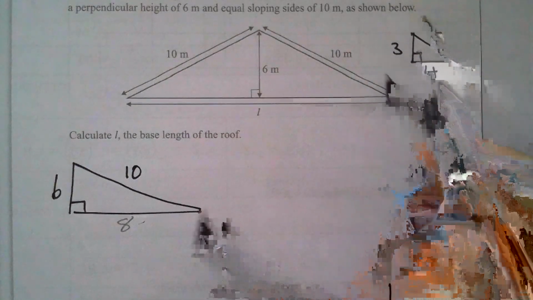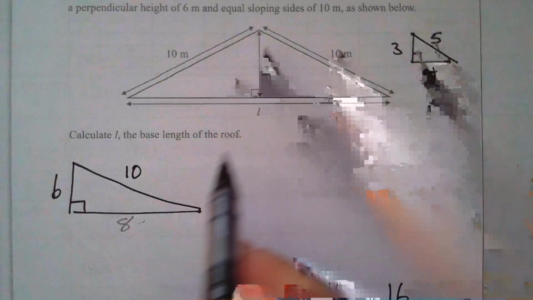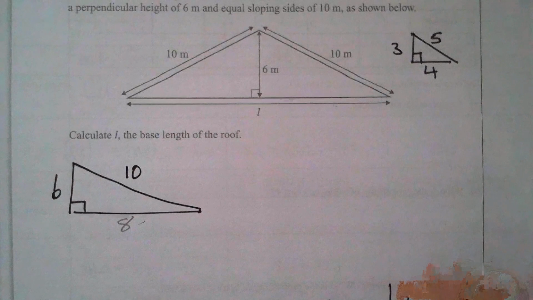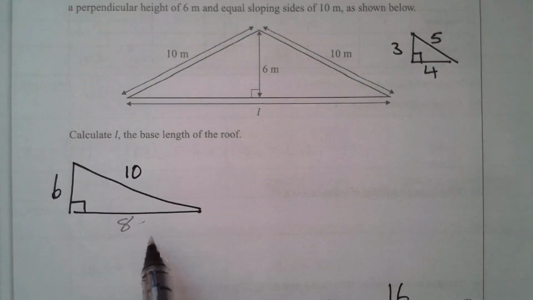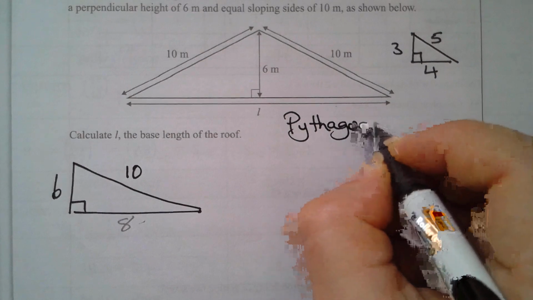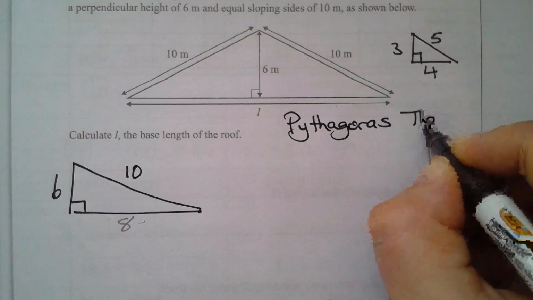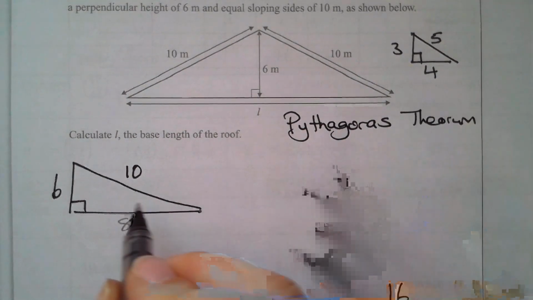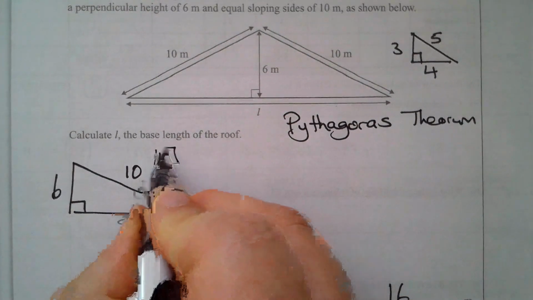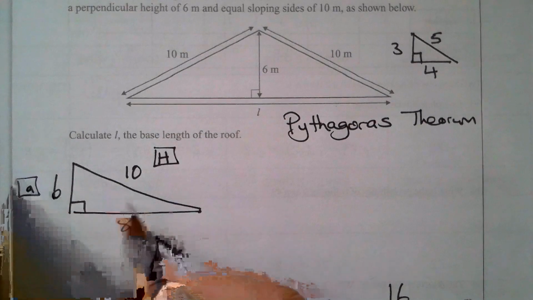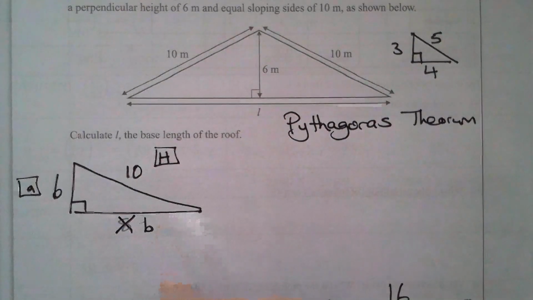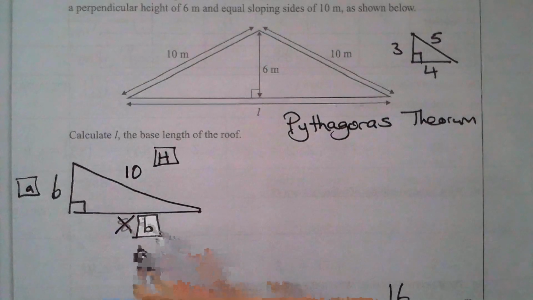However, if you don't spot that this is a 3, 4, 5 triangle and it says 6 and 10, so it's nothing to do with 3s and 4s, it's difficult to see, don't worry. We're using Pythagoras. So what are we going to do? We label it. That's what we do first. This is our hypotenuse, and we're going to call this A and this B. So for now, we're going to ignore the fact that we know it's 8, and we're just going to call it B.